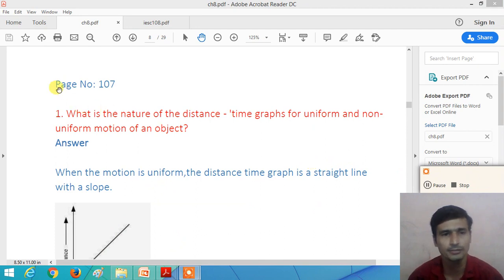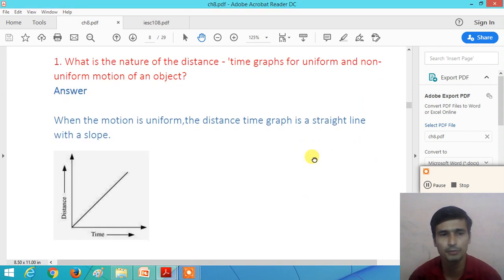So question number 1 on page number 107. What is the nature of the distance time graph for the uniform and non-uniform motion of the object? So draw the distance time graph of the object for the uniform motion and the non-uniform motion. When the object is in uniform motion, the distance time graph is a straight line with a slope. So the distance time graph for the uniform motion is a straight line like this.